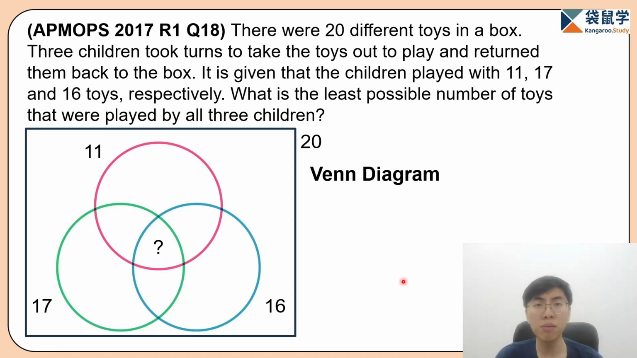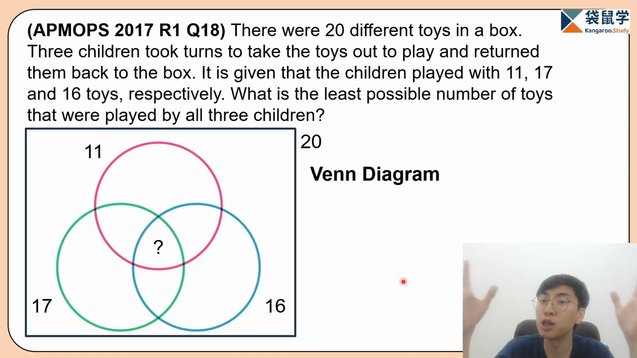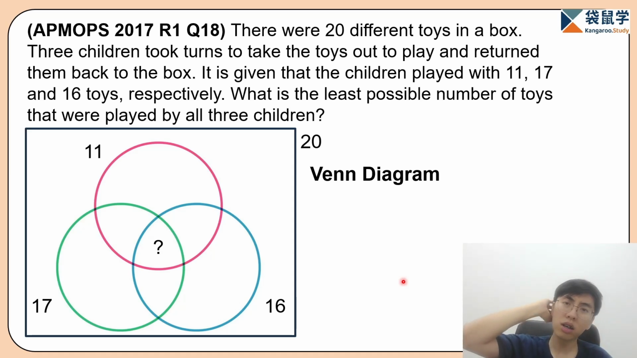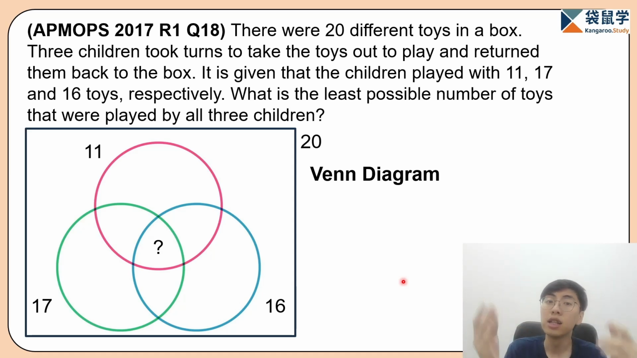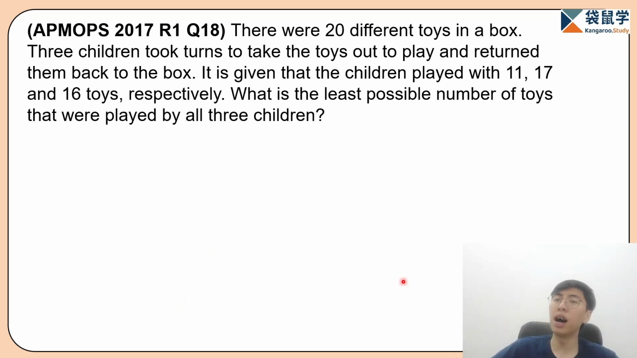Oh, but there's another problem now. Is there any information that tells us what is the value that is played by all 3 children? It seems like this question is not very helpful for us in finding the number of toys that were played by all 3. So, if our Venn diagram is not helpful, what else can we do then? Well, here's what we'll teach you guys today, and that is a thing called a line diagram.